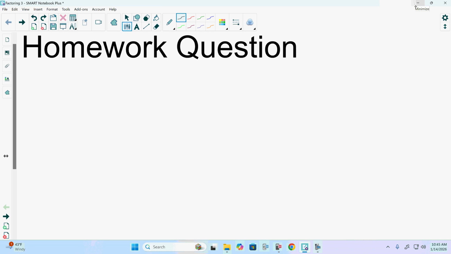Before we get started on the new note sheet, are there any questions over either of the previous factoring assignments? Questions over the homework?